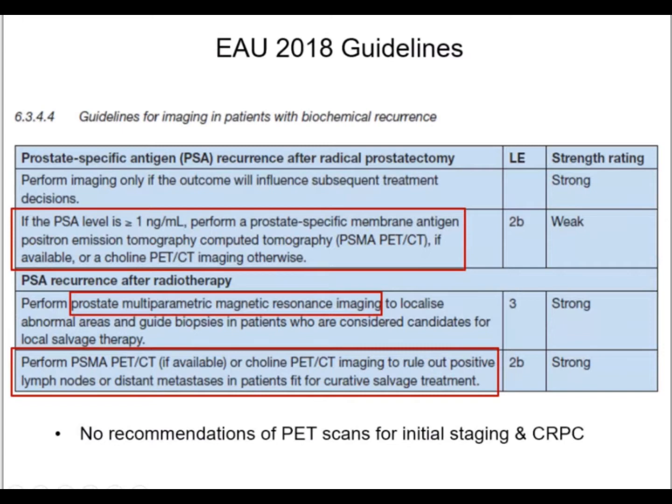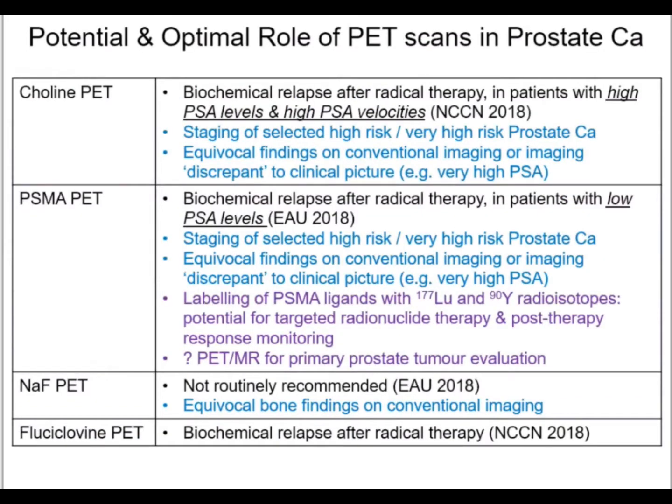For PSA recurrence after radiation therapy, the recommendation is to perform a multiparametric MRI with biopsies, with a level of evidence 3, but with level of evidence 2B, to perform a PSMA PET or choline PET to rule out positive nodes or distant metastases. There is no recommendation for PET scans for initial staging yet or for CRPC. So it's only for biochemical recurrence. So my own analysis is, what's the optimal role of PET scans in prostate cancer?